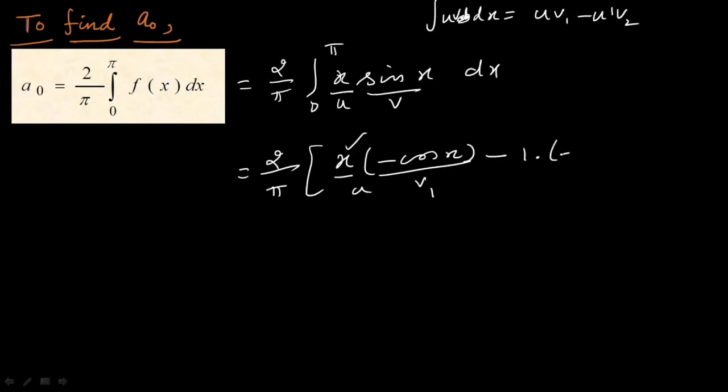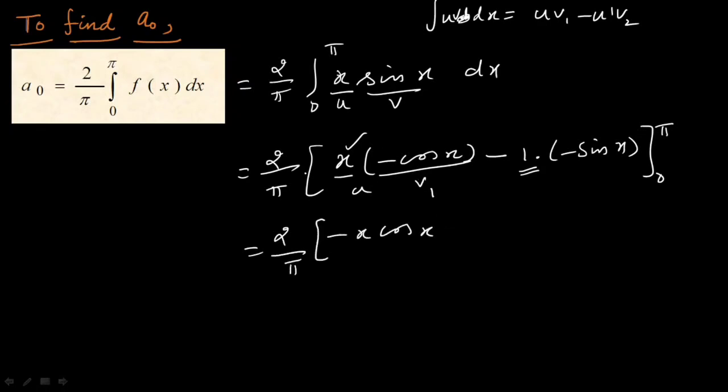Integrating cos x, you get sin x. Already you have a minus, so minus of sin x. That's all. We don't have the next term, because the first derivative of u is 1 and the next one is 0, so we have to stop up to this. So the limit is from 0 to pi. So 2 by pi, minus x cos x. Let me simplify and take the minus in here, and make these two minuses plus sin x, with the limit from 0 to pi.